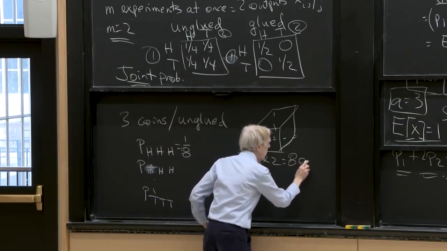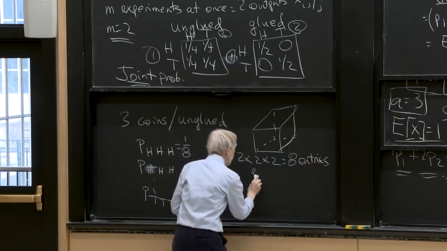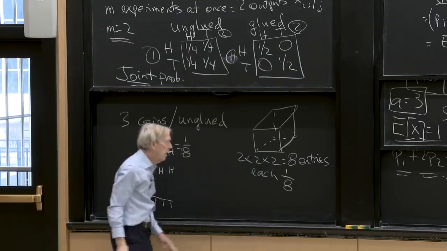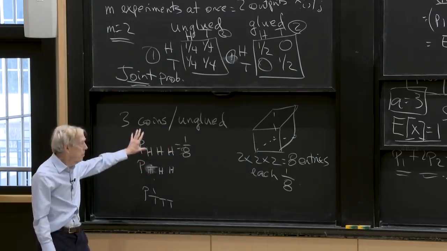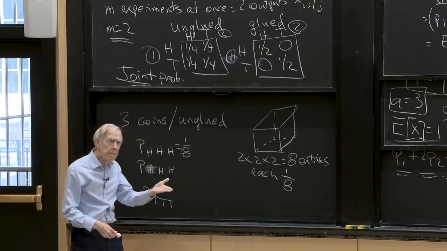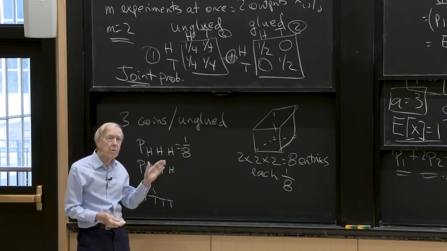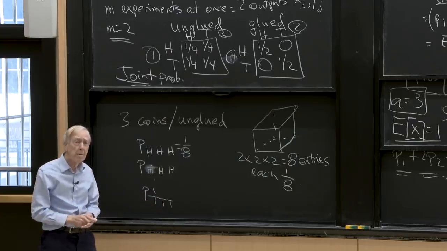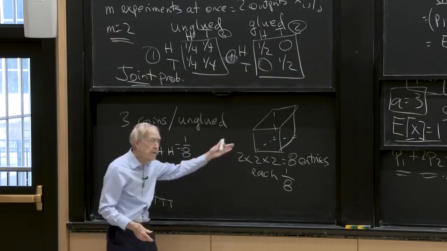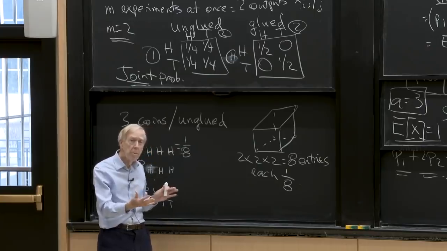And of course, in this simple case, each will be 1/8 in that unglued, totally independent way. But then you can imagine some dependence. Say, so what would happen if I glued coins 1 and 3? I would still have a tensor, still have a 2 by 2 by 2 tensor of all the possibilities.